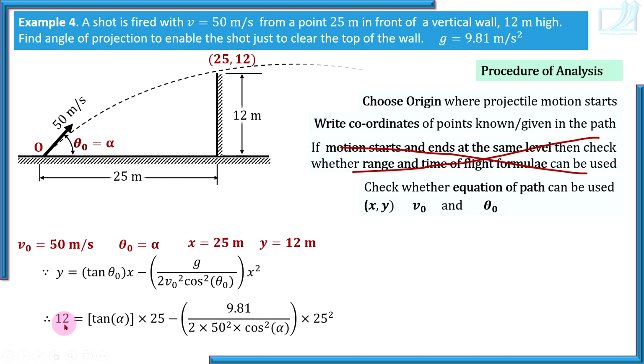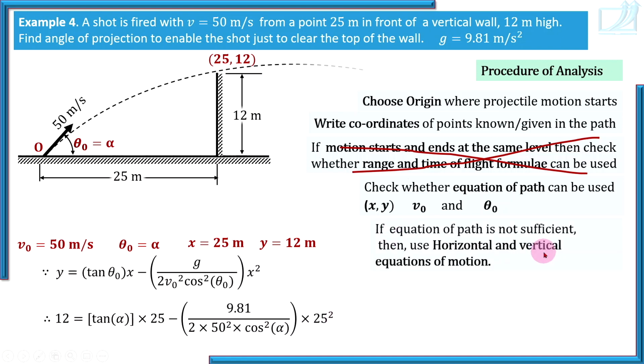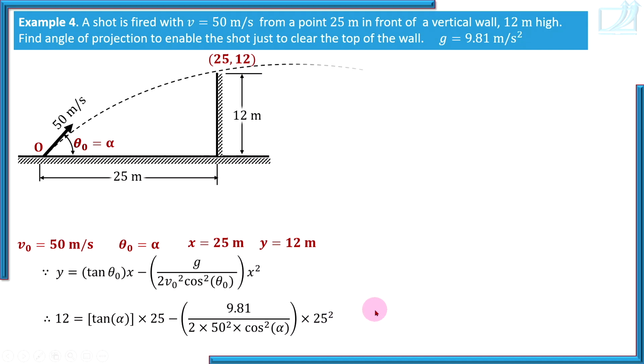Now put the values. So y is 12, x is 25, g 9.81, v0 50, x 25. So just put the values in the formula, and now you will get alpha because it is one equation with one unknown. Last step in our procedure of analysis, I am deliberately writing this step even if it is not required in this problem, because I want to print this procedure on your brain. Okay, but here the equation of path is giving us the answer. You just want to know alpha.